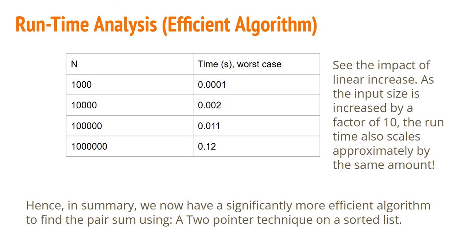So in summary, we now have a significantly more efficient algorithm to find this pair sum. This works on a sorted list, and this is the two-pointer technique. We'll see more examples of the two-pointer technique in the subsequent videos, but I hope you found this interesting.